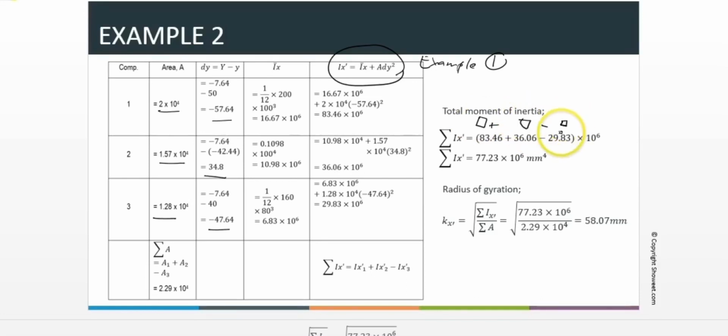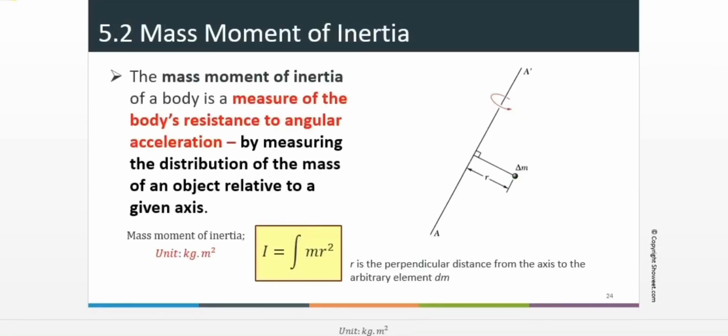Okay, which is here, the value here 77.23. And then for the radius of gyration, this is the equation. We just put the values, the summation of the Ix divided by the summation of the area. Okay, clear untuk this one.